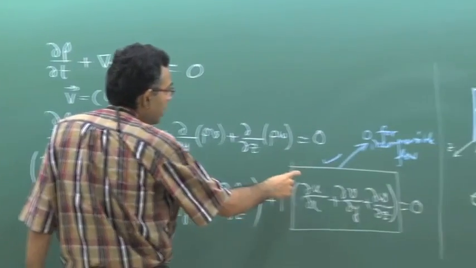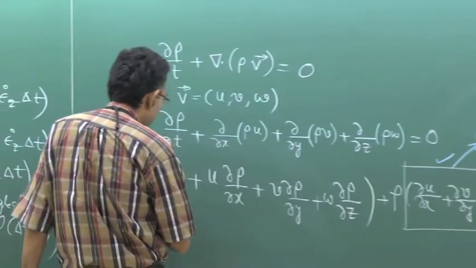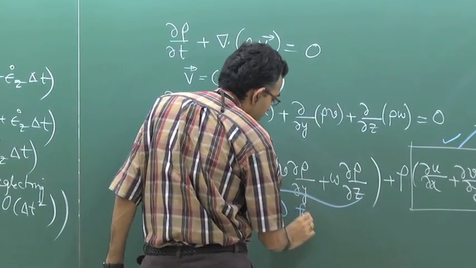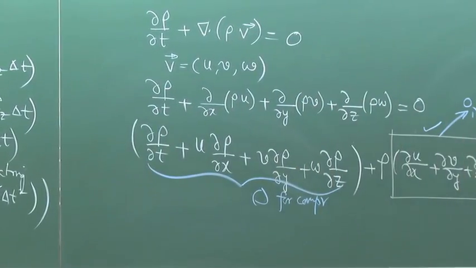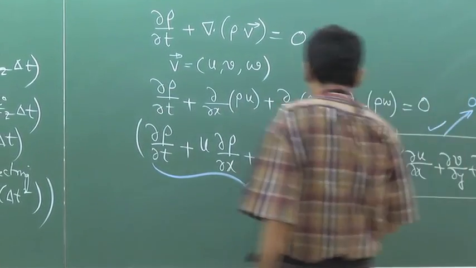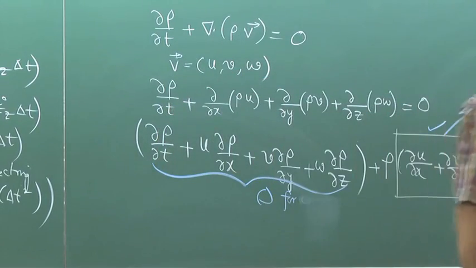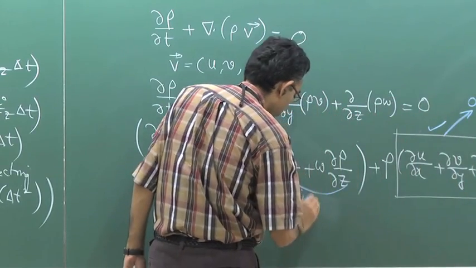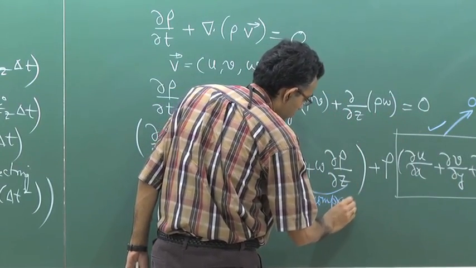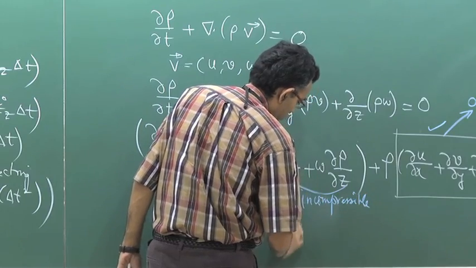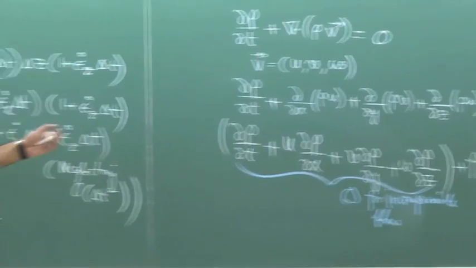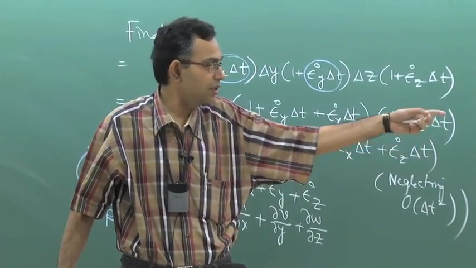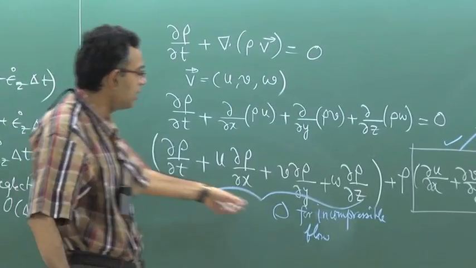Now, if this is 0 for incompressible flow, then this also must be 0 for incompressible flow, because sum total has to be 0, right, because sum total has to be 0. So, if the term in the square box is 0, this curly term should also be 0.